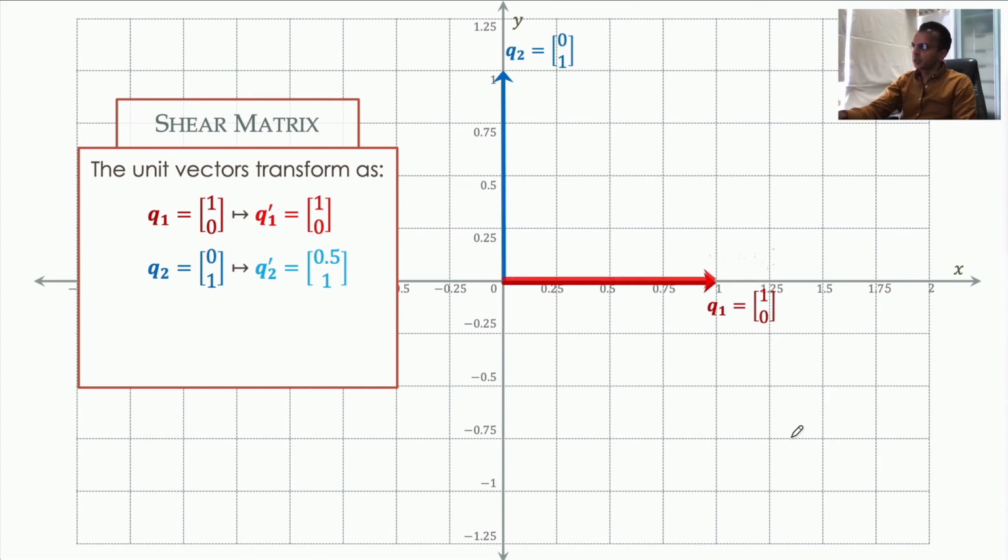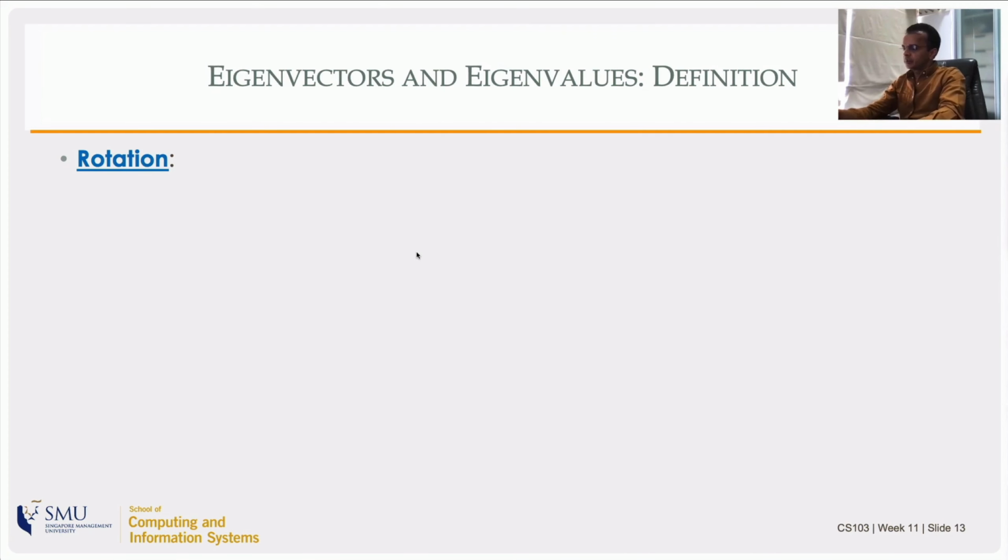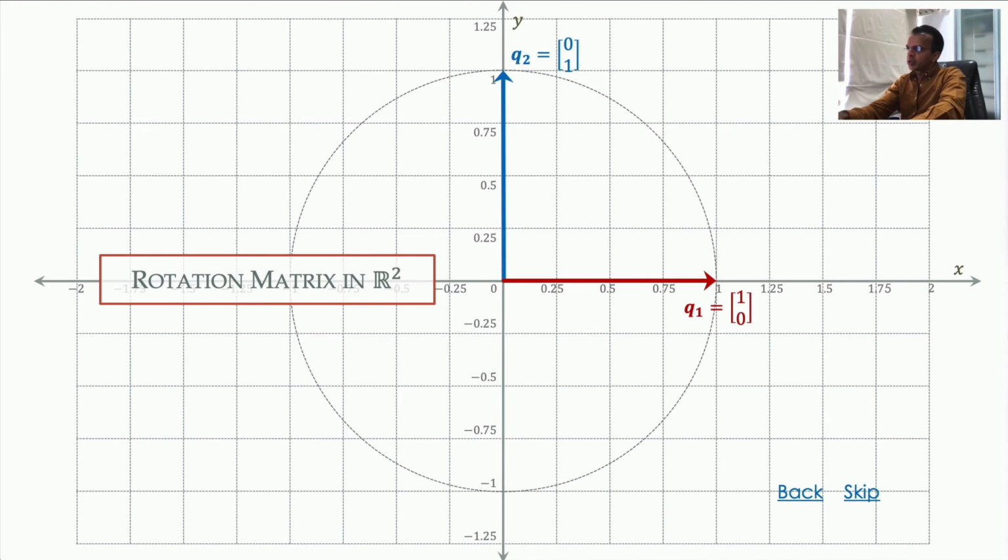Keep that in mind. Just to remind you, a rotation matrix is an orthogonal matrix, so the transpose is the same as the inverse, and it has trigonometric functions inside. Let me just show you why this is true. Again, in order to see what the matrix does, we will see what it does to the unit vectors. So q1 is (1, 0) and q2 is (0, 1). Those are the columns of the identity matrix.